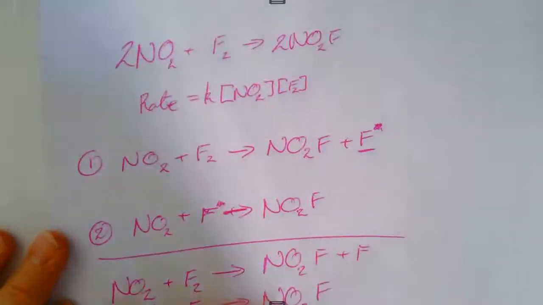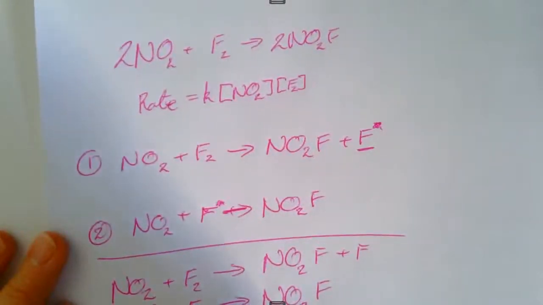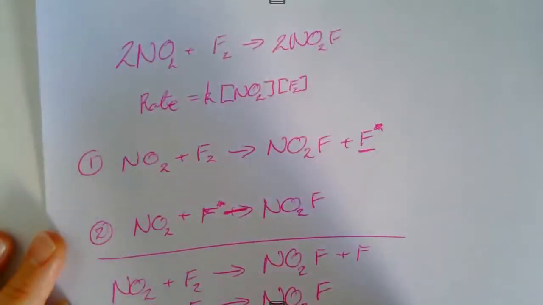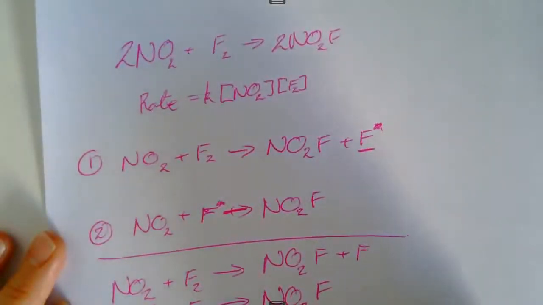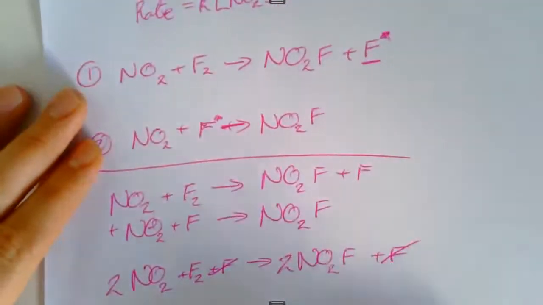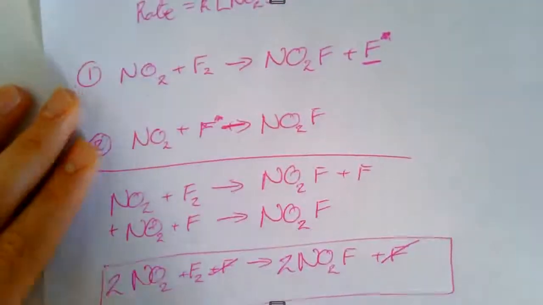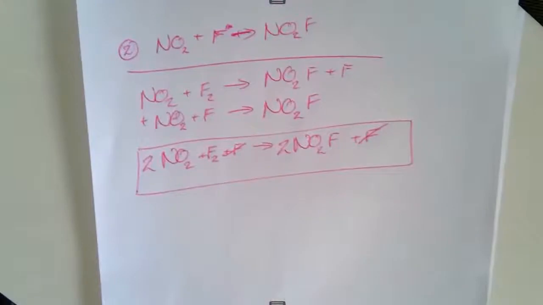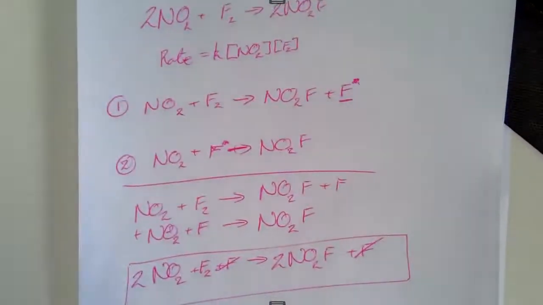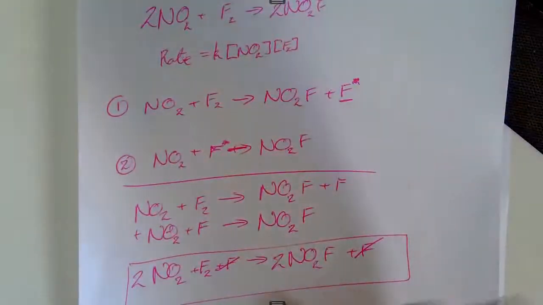If we add up things, we now have 2NO2 plus F2 plus F goes to 2NO2F plus F, or we can get rid of those, and that now leaves us here. If I move that up a little bit, might be able to see a little bit more. That now leaves us with the reaction that we started with, so that would be perfectly reasonable.